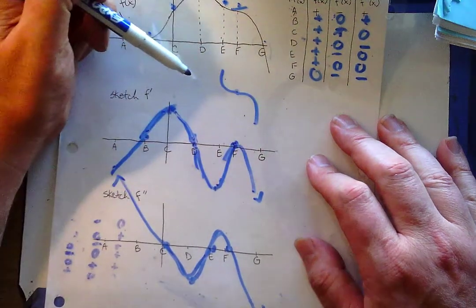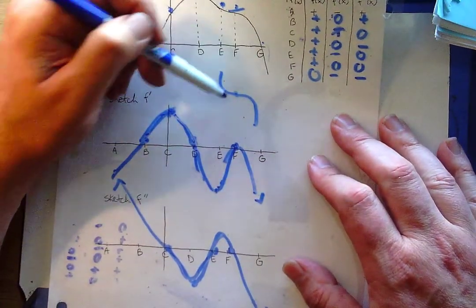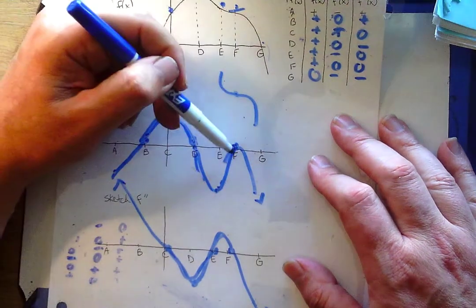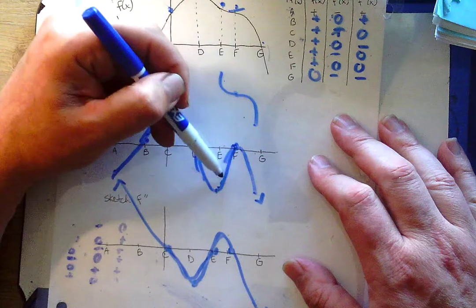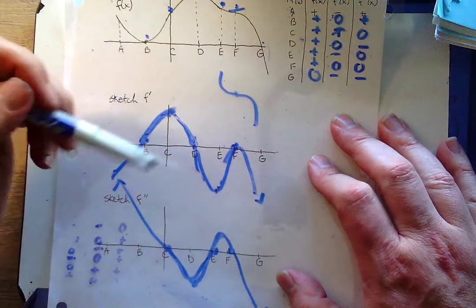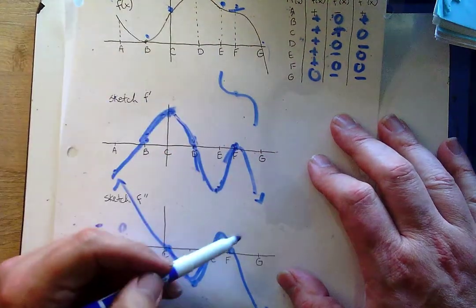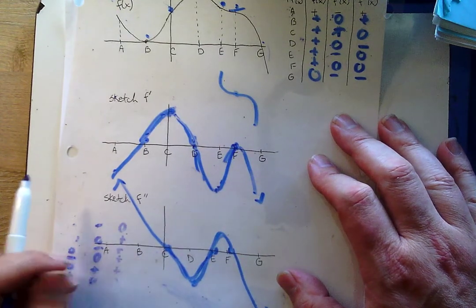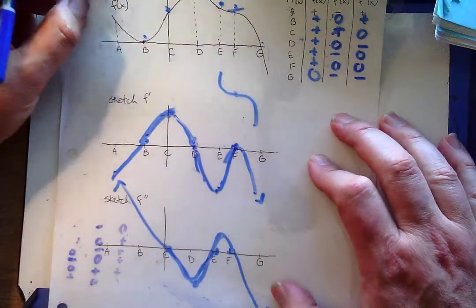X to the third. So think about that, and then I take a derivative, and now I've got an x squared bounce. And I take a derivative, and now I'm passing through. Okay? But I would always start by plotting the zero points first.